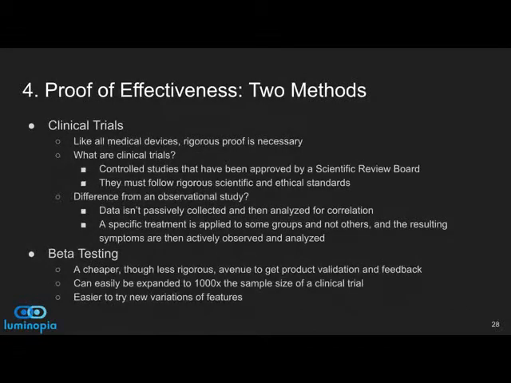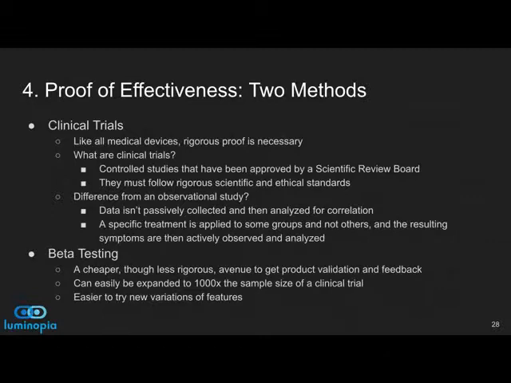So the fourth important thing for a healthcare startup is proof of effectiveness. And there are two ways you can prove effectiveness. One of them much more rigorous and official than the other. That would be clinical trials. So like all medical devices, a VR treatment for eye or for any other type of medical treatment requires rigorous proof that it actually works. Otherwise, it has to be sold as a therapy or a supplement.